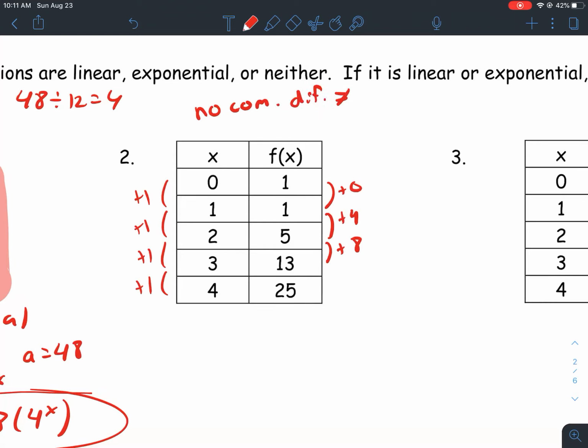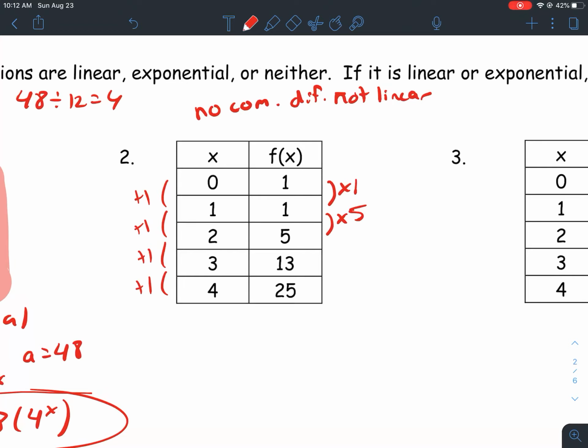So we know it is not linear. So we can get rid of that idea. Now let's try to see if it is exponential. So we'll go ahead. 1 divided by 1 is 1, so we multiplied by 1. 5 divided by 1 is 5. We know we multiplied by 5.